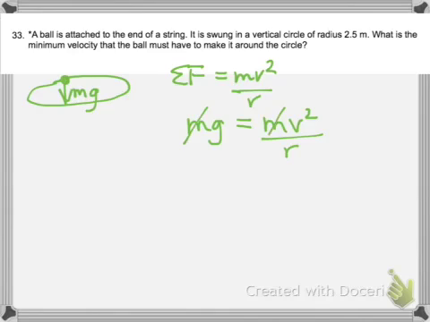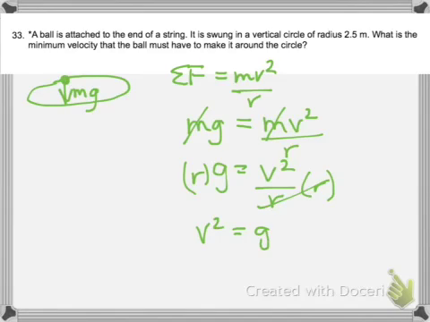So since we have m on both sides, we can cancel m out, and we can rewrite our equation as g equals v squared over r. If we multiply r on both sides, we will be left with v squared equals gr. Again, we need to square root both sides to get rid of the square, and then we are left with v equals the square root of gr.